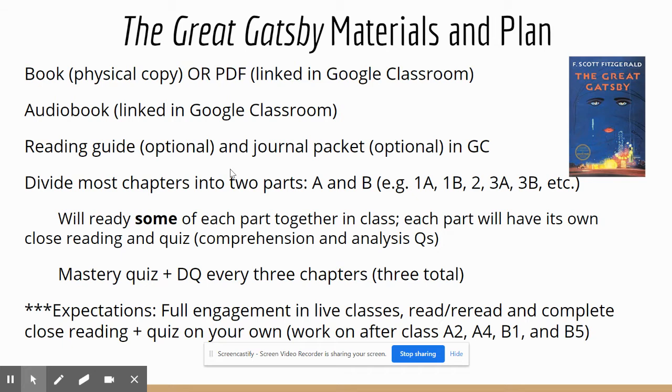To give you an idea of what is expected outside of class, that is when you are going to be doing the reading. It's also when you're going to be taking the close readings and the quizzes. That way we maximize in-class time to discuss and to enhance and practice these skills.